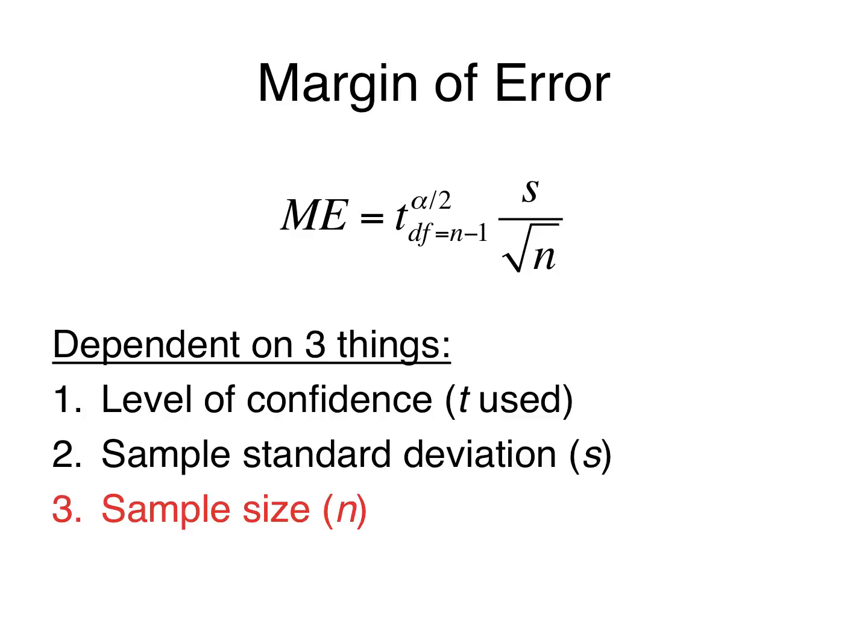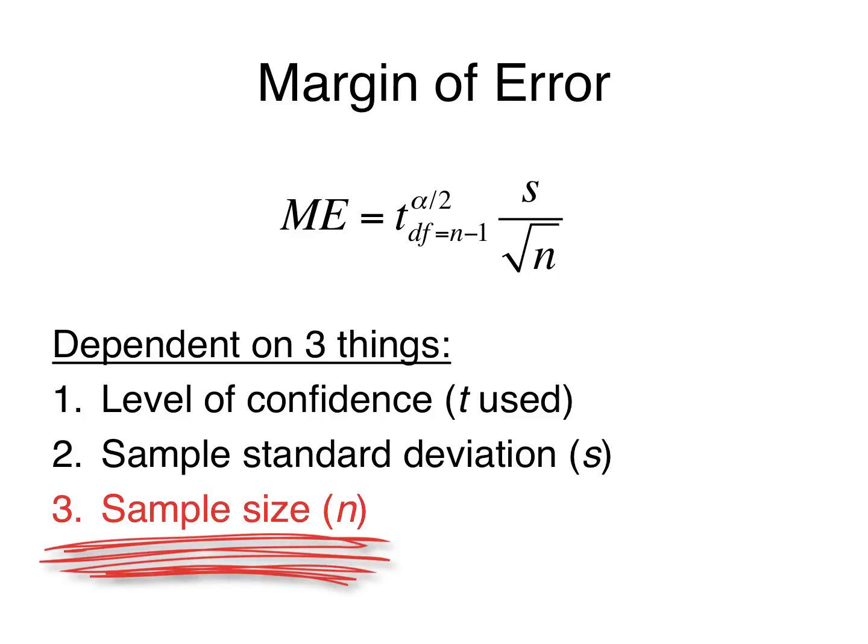Decreasing the level of confidence is not a good option, as we'll be less confident that our interval contains the true mean. And decreasing the sample standard deviation is very difficult, if not impossible. So the sample size is the thing that we have the most control over.